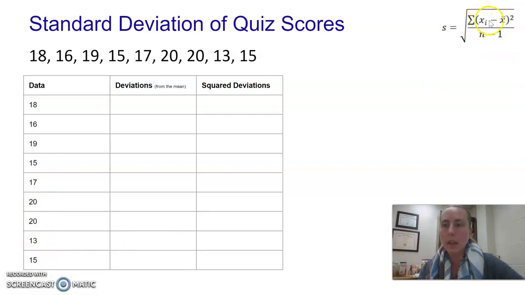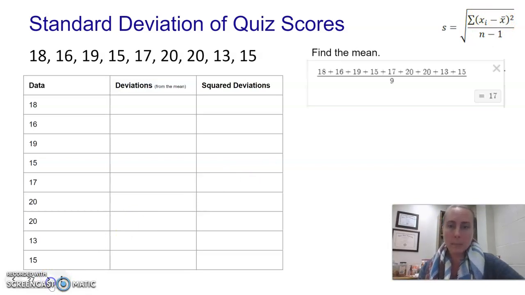So take each data value and subtract the mean. So we need to find the mean in order to follow this formula. The mean, remember, is adding them all up and dividing by the number of numbers. So we need to add up all these values and divide by 9 because there are 9 data values. And that gives us 17 as our mean.